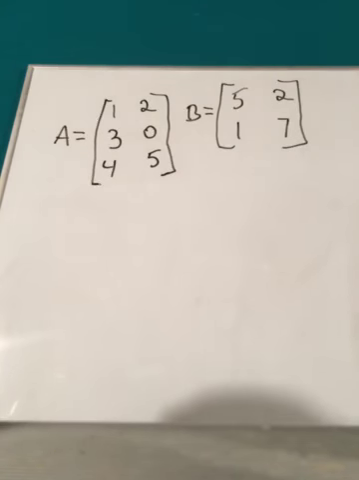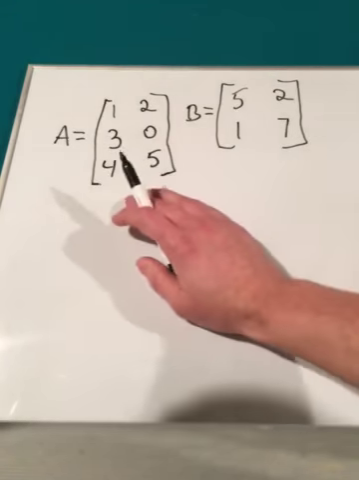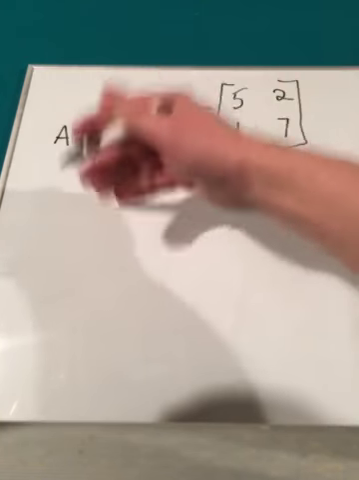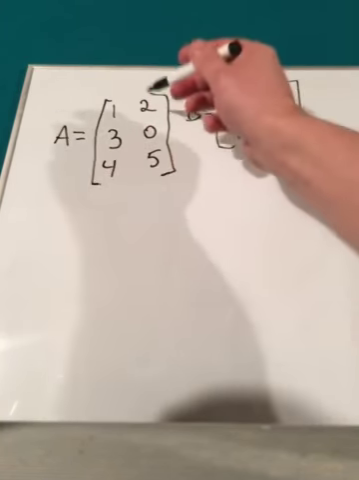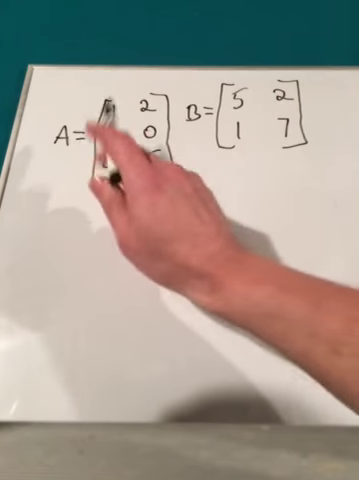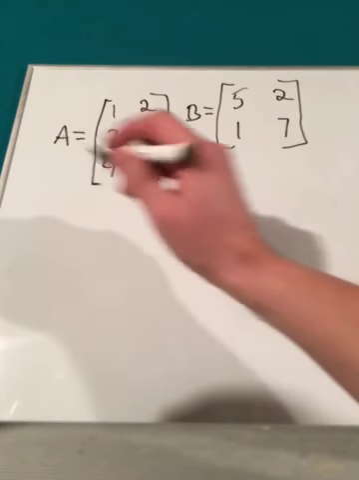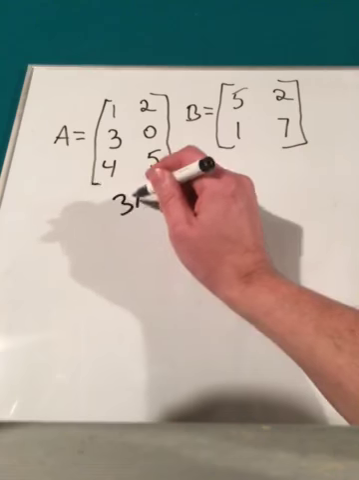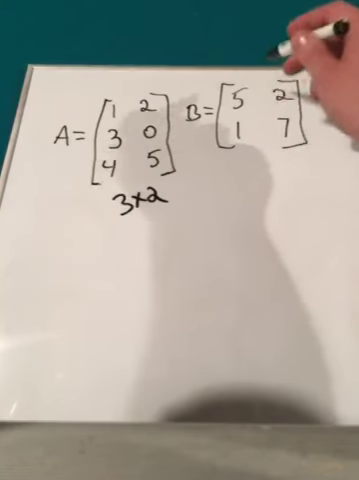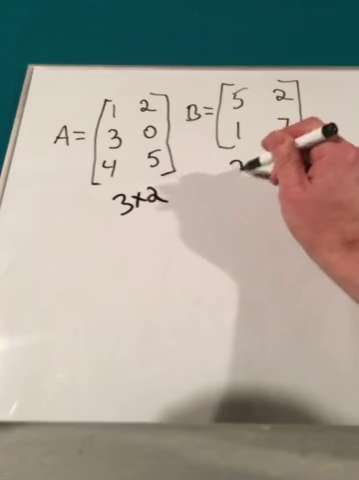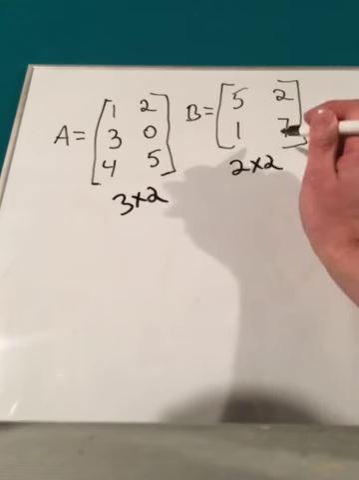Well, first, how do we define a matrix? We say that a matrix is defined by rows by columns. So matrix A has 1, 2, 3 rows and 2 columns. So A, we say, is a 3 by 2 matrix. And B has 2 rows and 2 columns, so B is a 2 by 2 matrix.